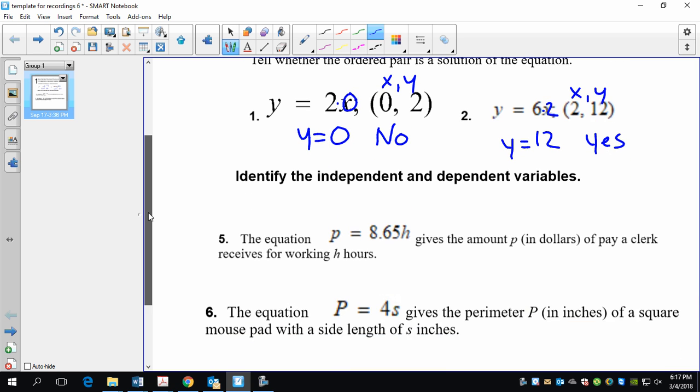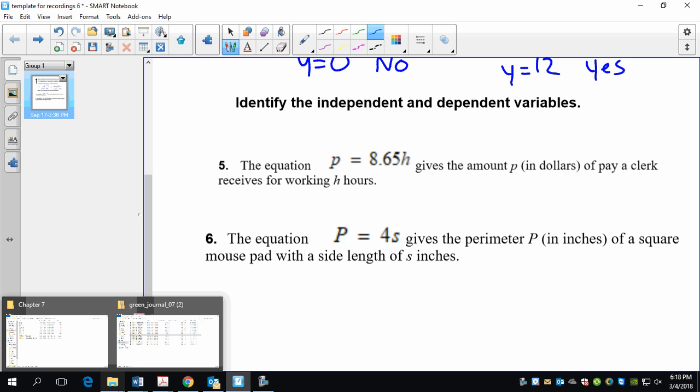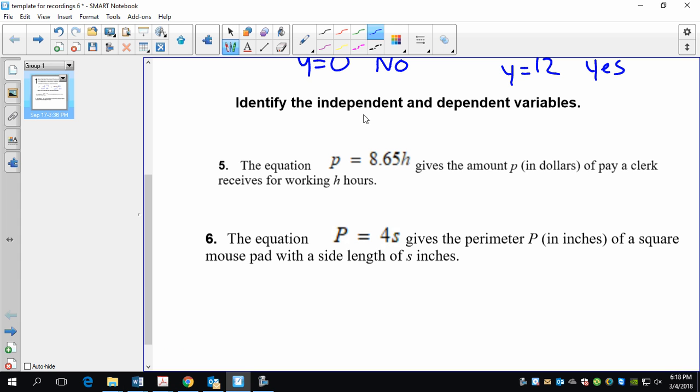The second part on 7.4 is identifying independent and dependent variables. Real quick, independent variables can change freely, and the dependent variable depends on the independent variable. So this one, independent, can change freely, and this one, dependent, is going to depend on the independent variable.